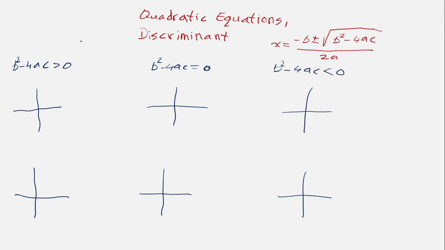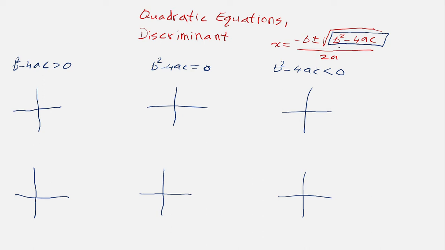So if we have a quadratic equation and we want to use the quadratic formula, the discriminant is actually what's under the root. What's under the root? So b squared minus 4ac.